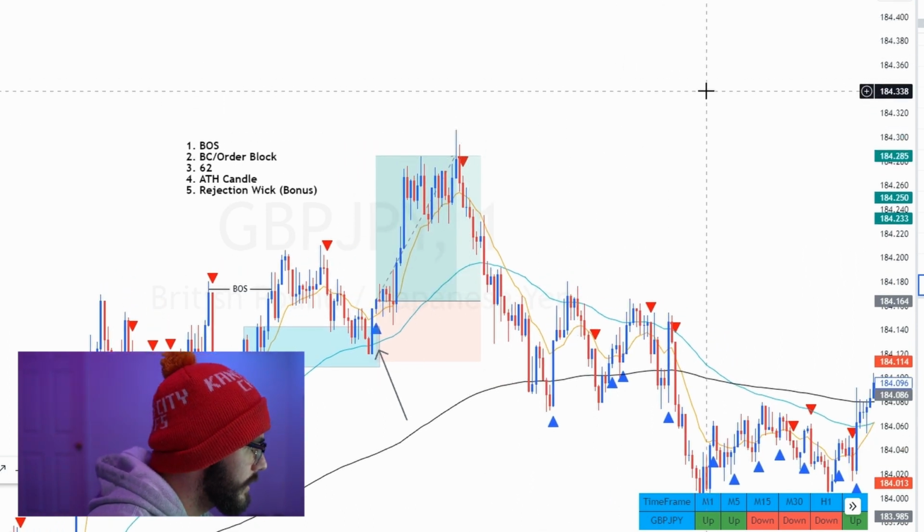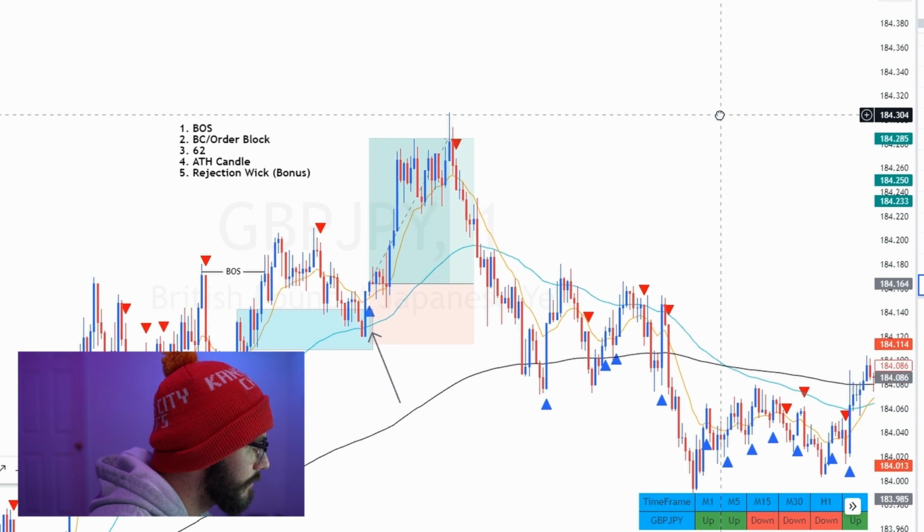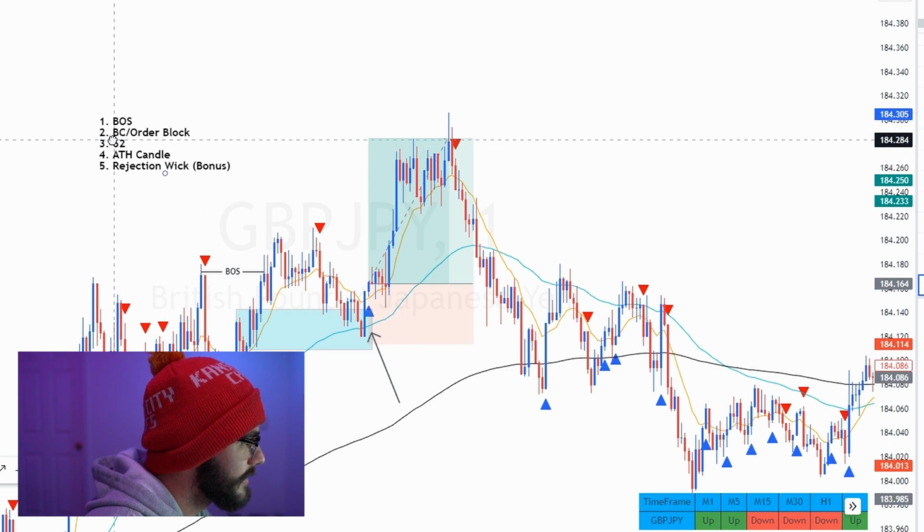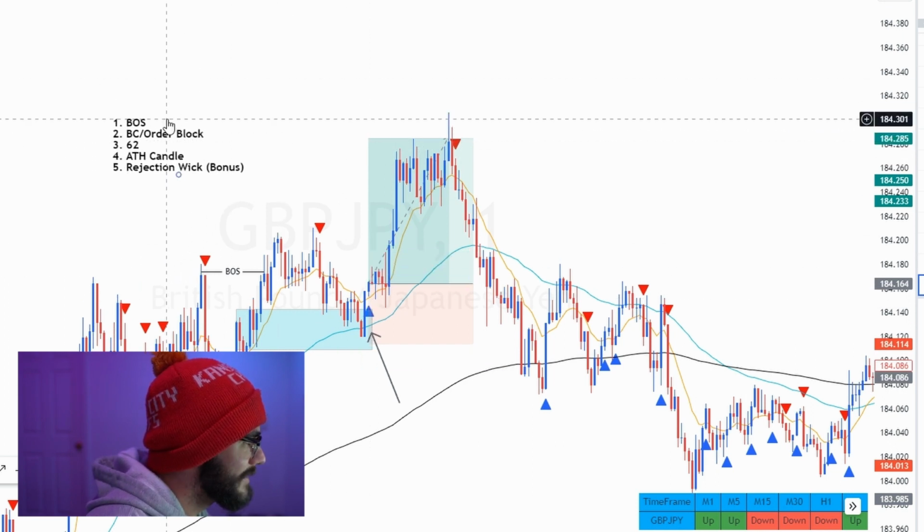Let's hop right into it and let me do a little teaching on what I'm looking for, okay? This is my trade plan right here. It's pretty solid. I like it so far. Okay, BOS. What is a BOS?